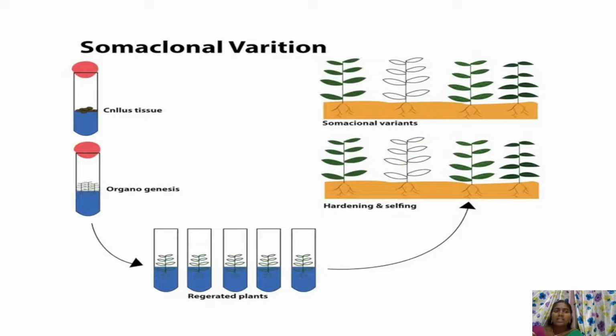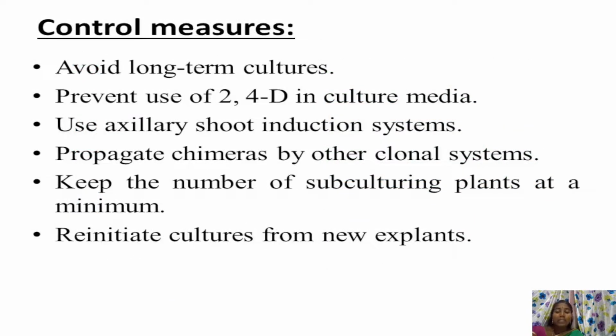Somaclonal variation means, in a cultured tissue, from the callus or from the explant, you can induce the formation of shoots. But here, in a bulk of all these plant sets, there are a few plants which show variations. So these somaclonal variants: soma means a vegetative cell, and clonal means they are the clones of the same cell. This variation occurs because of chromosomal instability because of the in vitro condition.